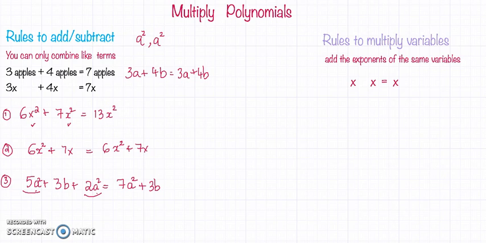Now what are the rules to multiply variables? That's the second part that I want to review before we get into multiplying polynomials. What if you have to multiply x squared times x cubed, square and cube? So what you have to do is add the exponents of the same variables. So 2 plus 3, you get your answer as 5. I'm going to give you some examples.